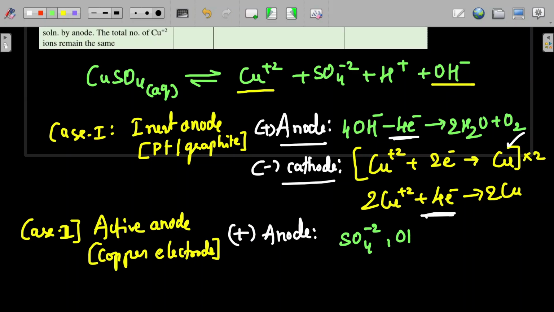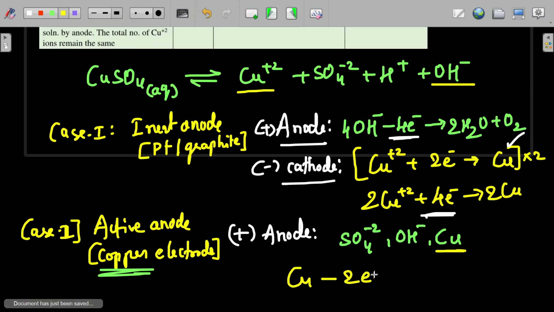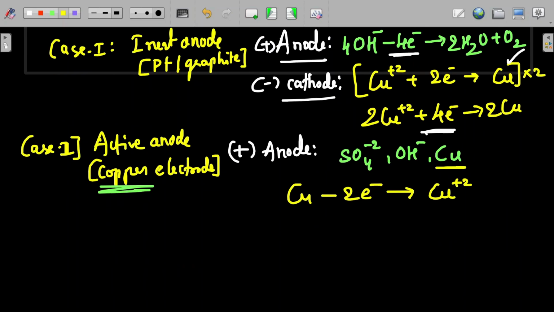Anions are which one? Sulfate and hydroxide. But copper, being an active electrode, also wants to take part in the reaction. So that will also compete with the hydroxide and sulfate. Compared to anions, metals always lose electrons better, right? So at the anode, oxidation takes place, right? So metal will win in this case, not the hydroxide, not the sulfate. The copper itself will take part in the reaction. It loses 2 electrons and forms Cu2+ at the anode.